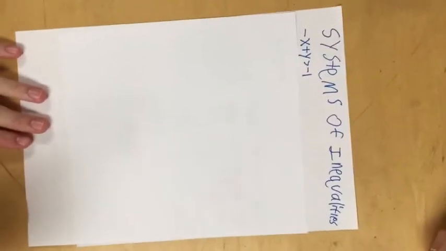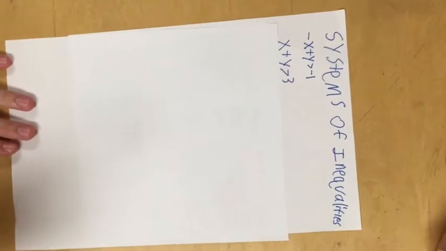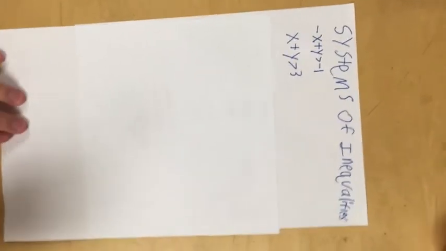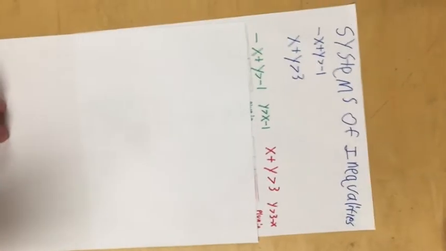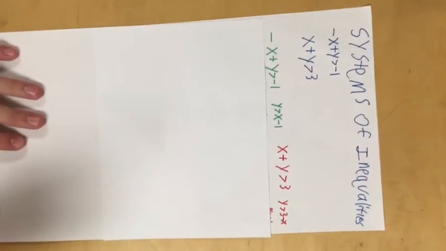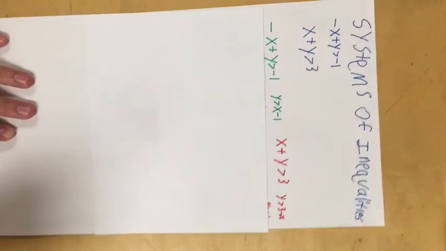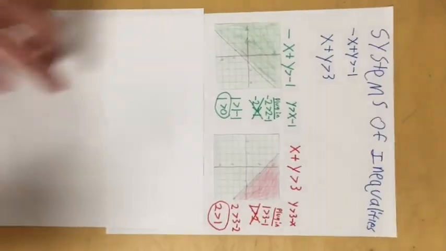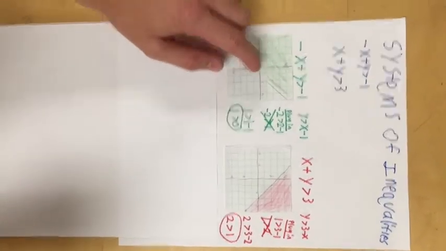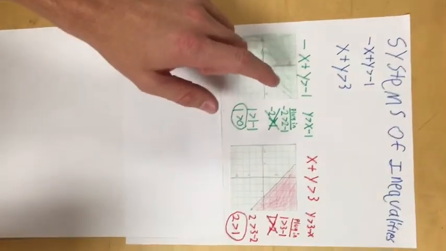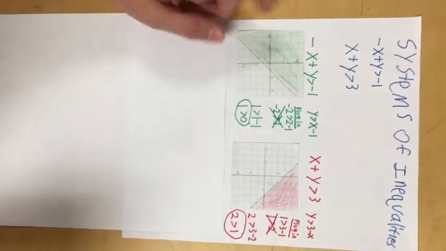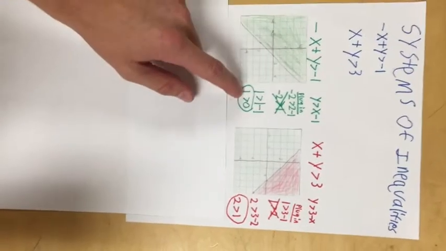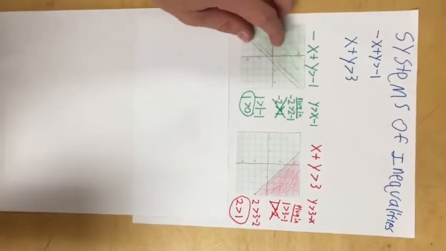Systems of inequalities. So we got -x plus y is greater than -1, and x plus y is greater than 3. -x plus y is greater than -1, therefore y is greater than x minus 1. And so you graph it, plug in a point. I put -2 and 2, and that did not work. So I plugged in 1 and 1, and that worked, so I shaded that side.